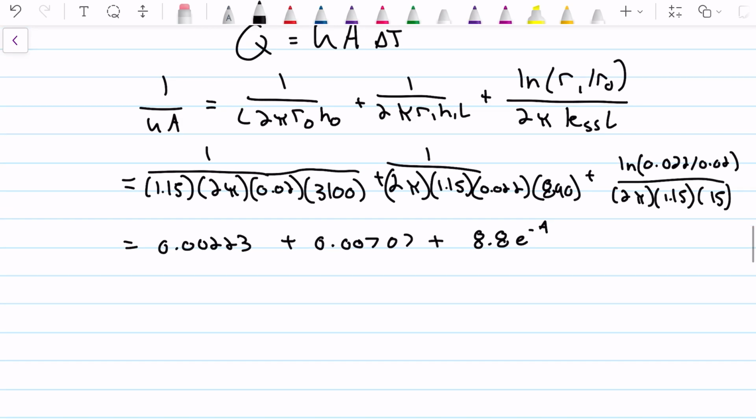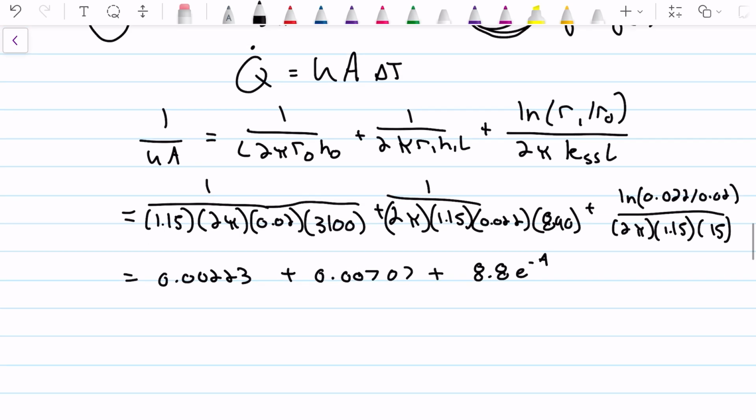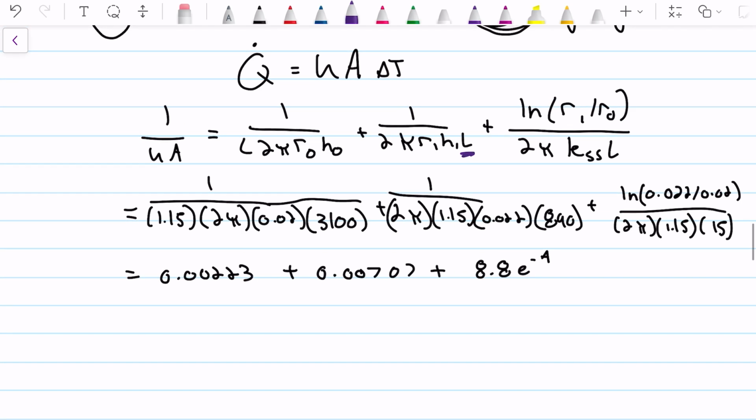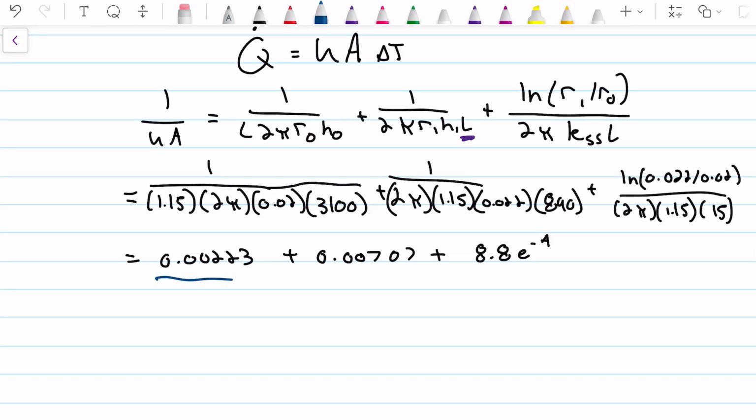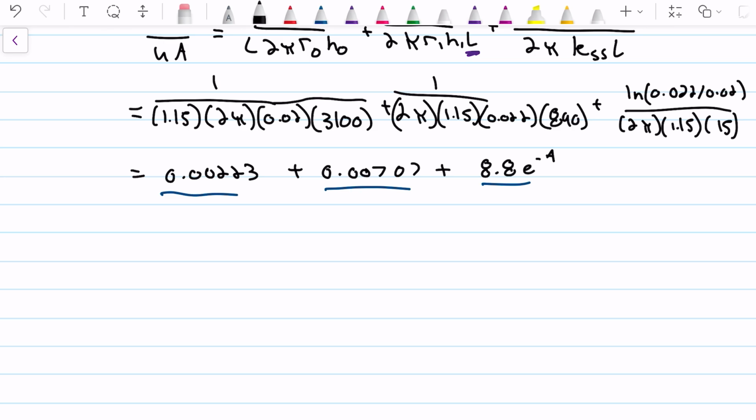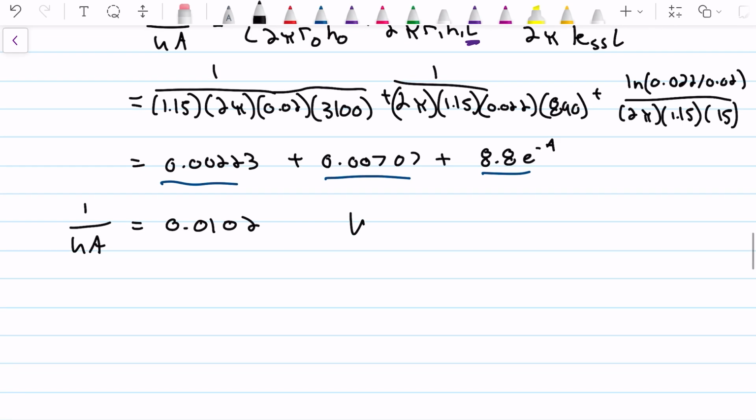All right, so if you evaluate the terms, and also I apologize, in my original formula I forgot to write the L for that one. But if you evaluate out these terms, these are the three numbers you get. So summing those, we're going to get that 1 over UA is equal to this value. And so now our overall heat transfer coefficient times our area is going to be 98.2.